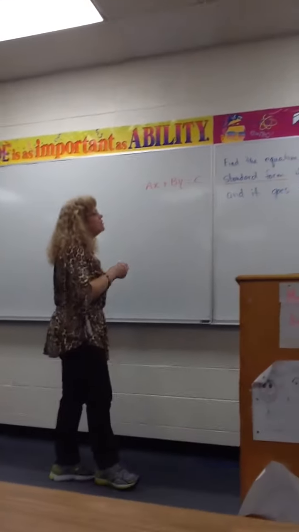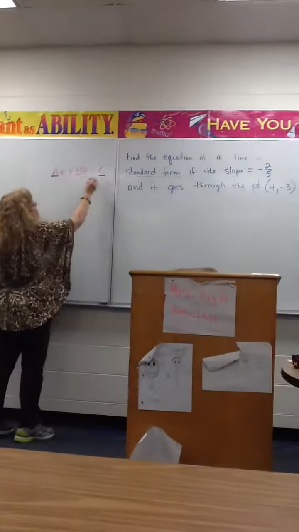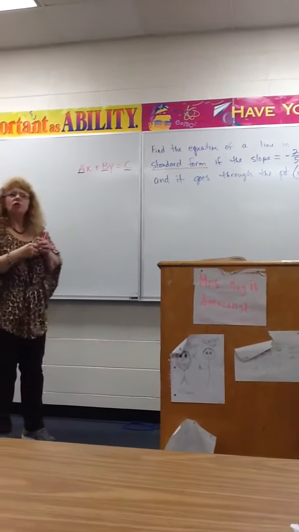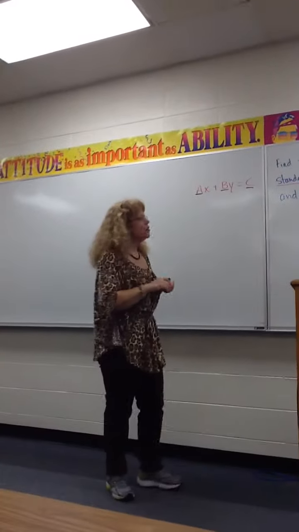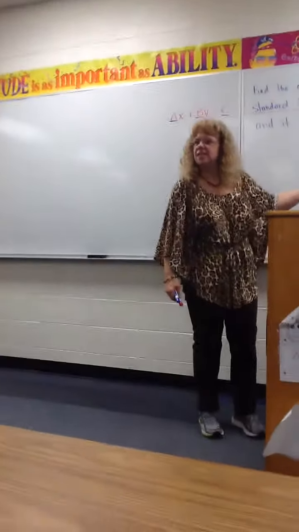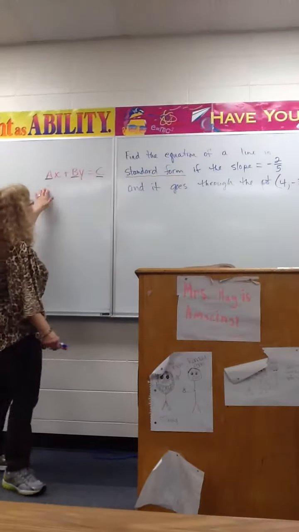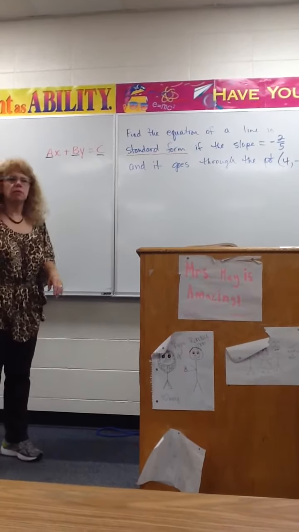Find the equation of a line in standard form. We need to fill in the a, the b, and the c. However, those values don't tell us anything about the line. So what we're going to have to do is use the information and put it in a different form first, and then rearrange it to get it to look like standard form.